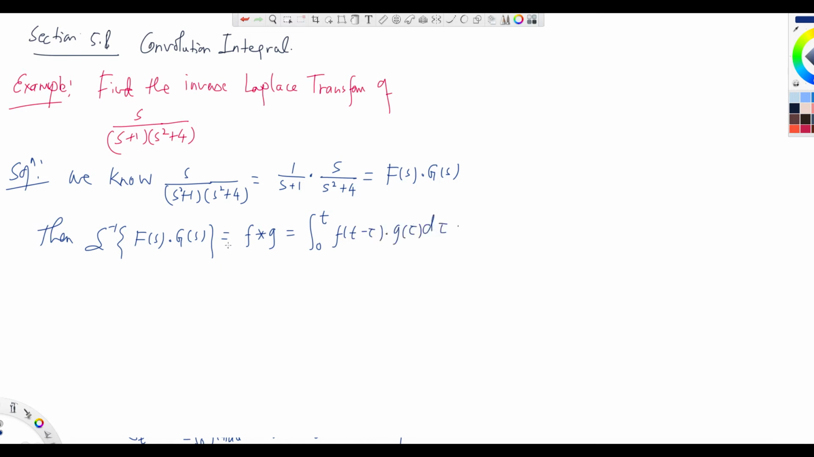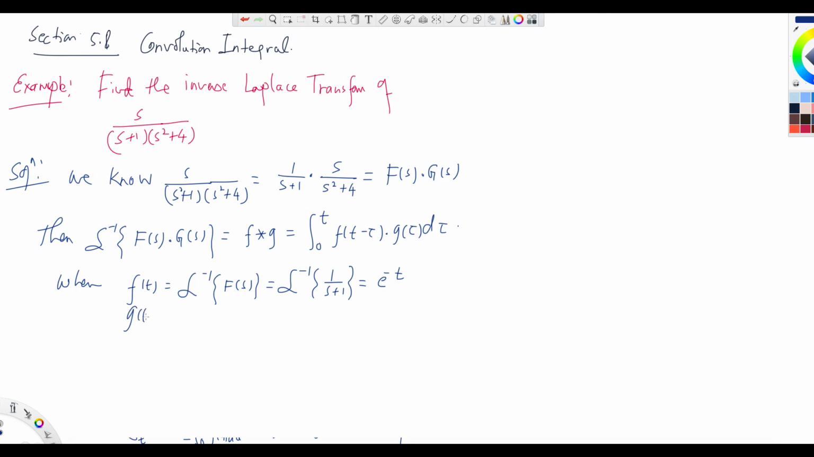But what is f? f is the inverse transform of uppercase F, and g is the inverse Laplace transform of uppercase G. That is, f(t) is equal to the inverse Laplace transform of F(s), which is the inverse Laplace transform of 1 over s plus 1. So how much is that? That is e to the negative t, right?